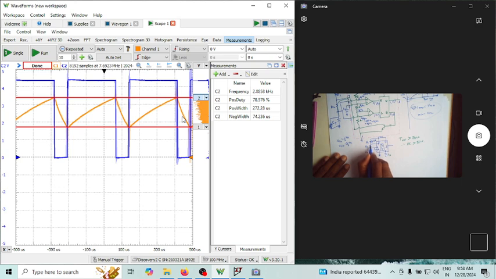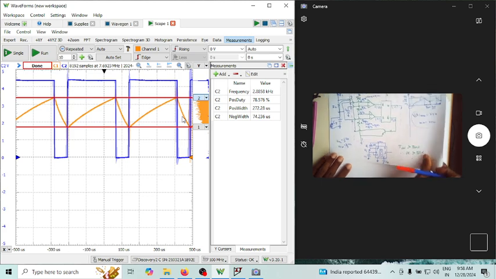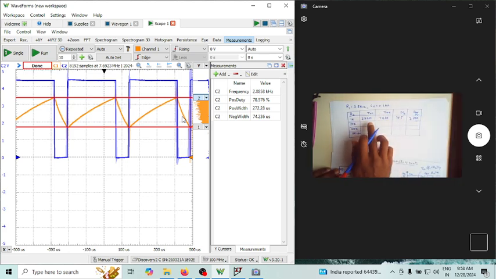You see now the discharge is faster and charging is almost 3.3 plus 1K into CT. So naturally you can see the duty cycle is more because the charging resistance is 4.3K and discharge resistance is hardly 1K. So now let me make this as 10K. The moment I make it 10K here, let me see what happens.